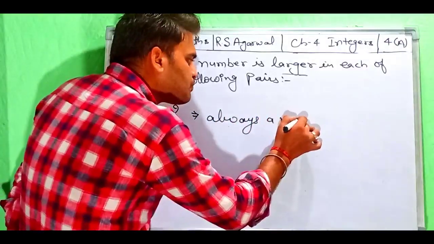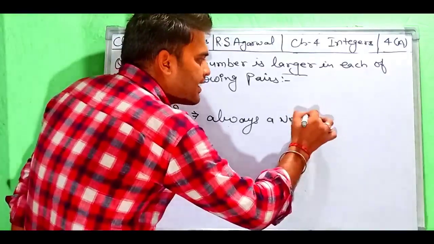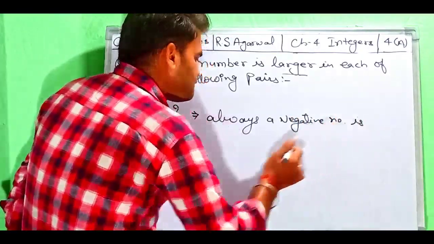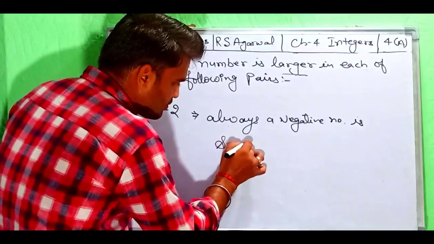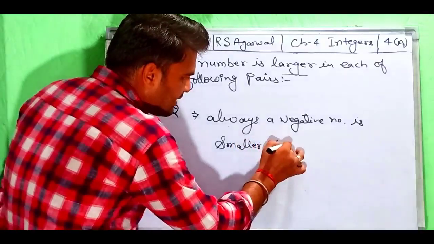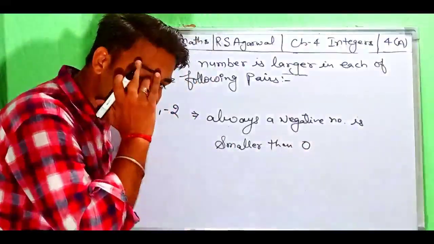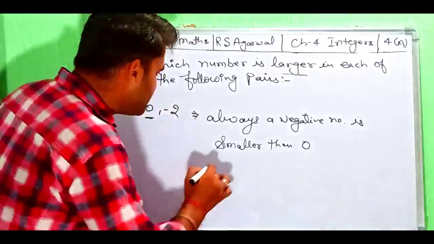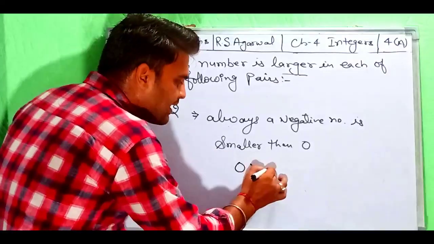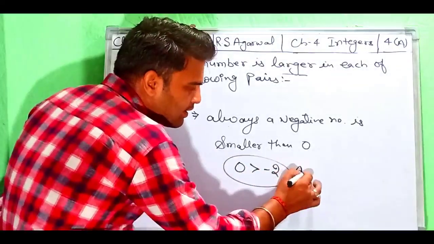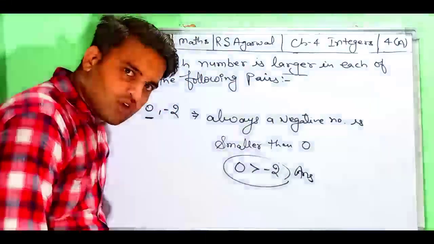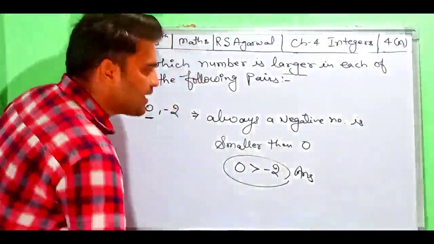a negative number is smaller than 0. Always a negative number is smaller than 0. It means 0 is greater than minus 2. This is the answer. You got the answer now? Now move to the next question.